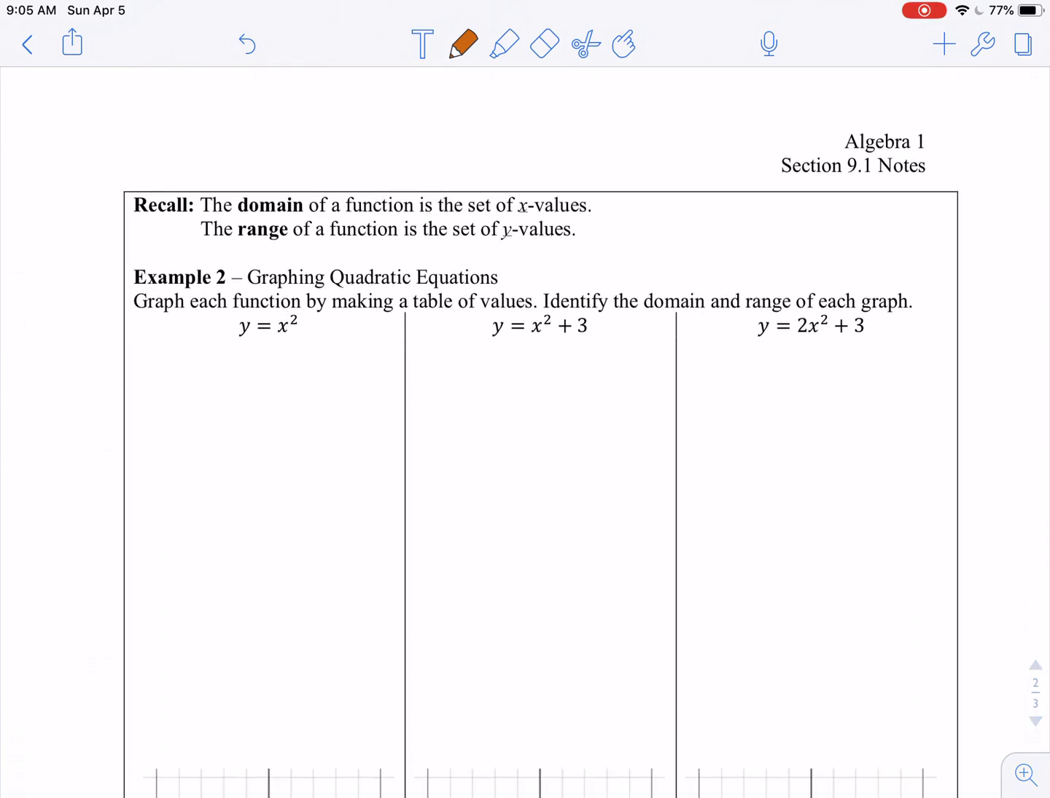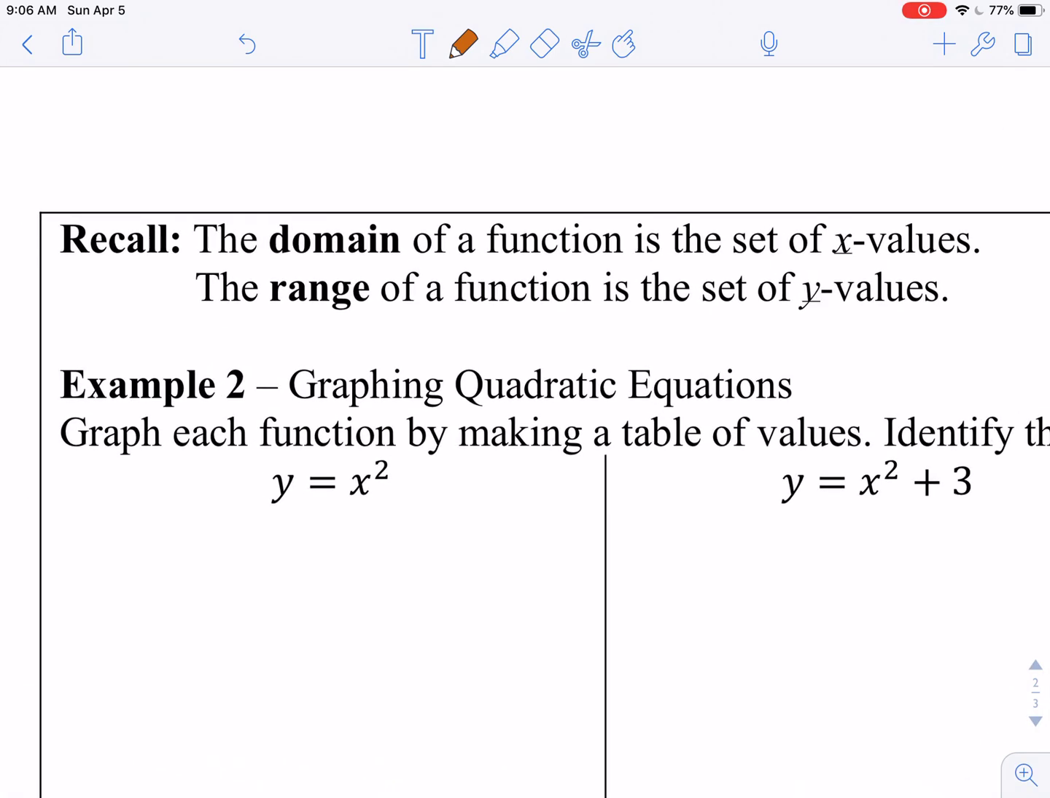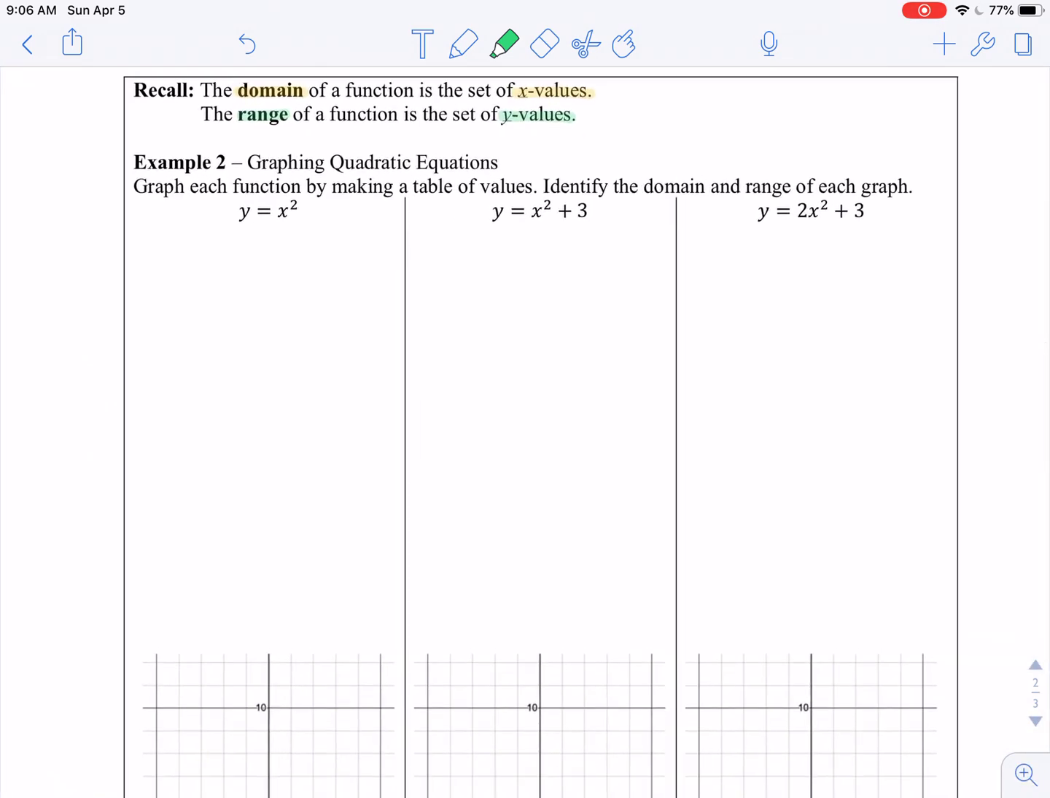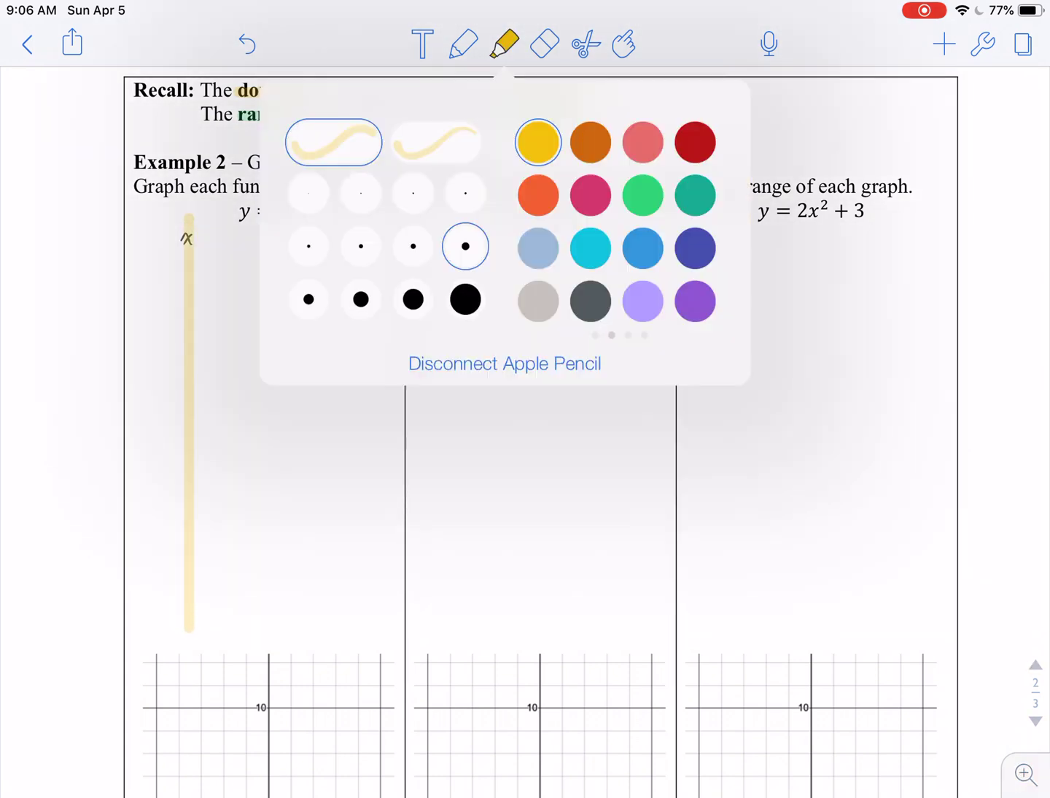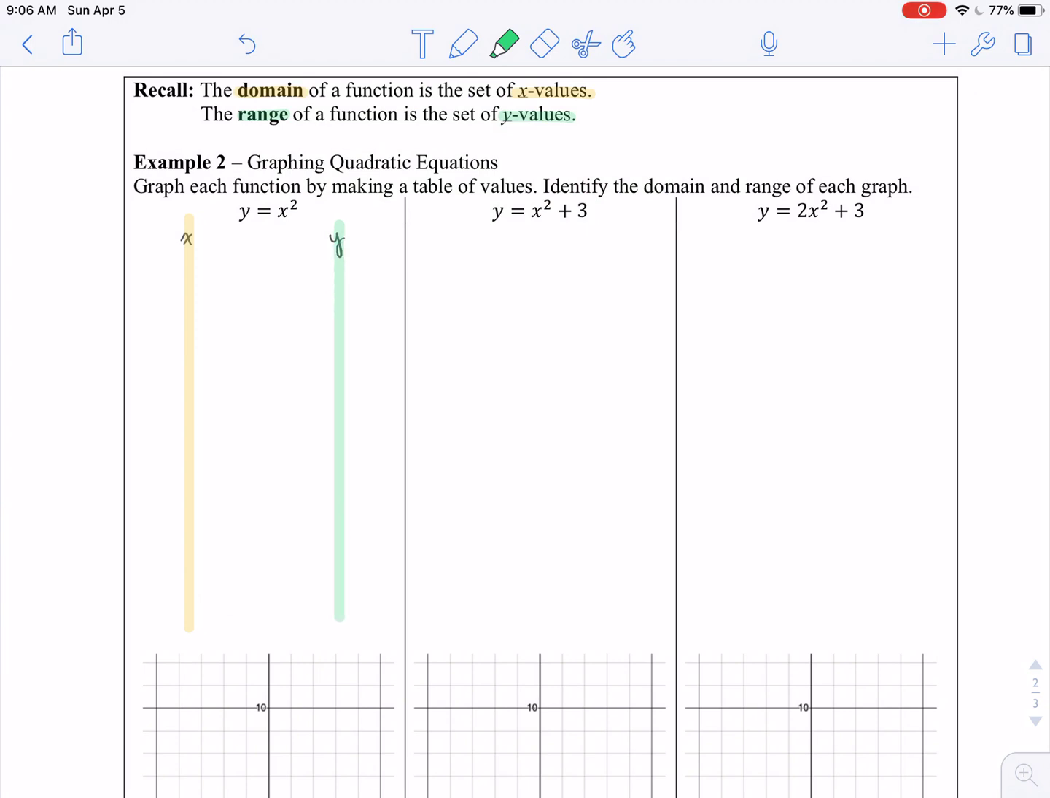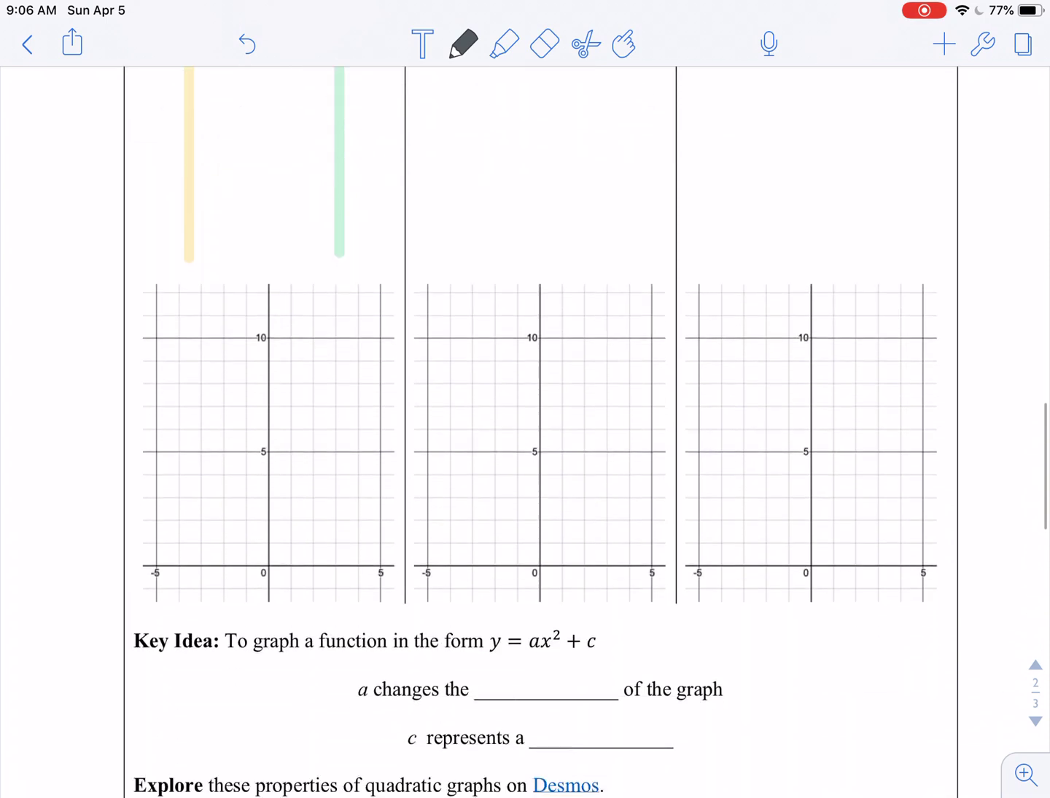Now you'll remember from previous lessons that the domain of a function is all the x values it can cover, and the range is all the y values your function covers. So how we graph a parabola is we're going to make a table of values. We're going to make an xy chart, and then our x points will tell us our domain, and our y points will tell us our range. So let's go ahead and pick some x values, see what y values they give us.